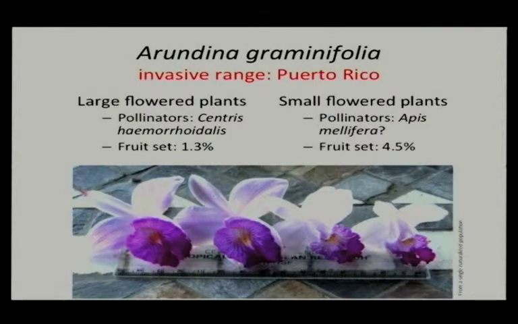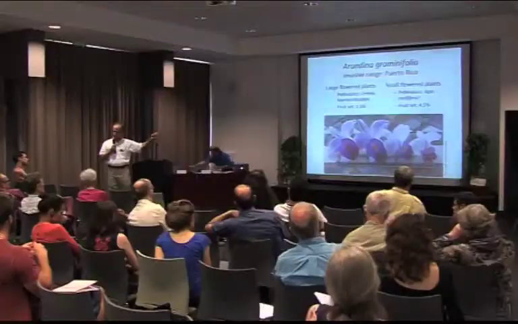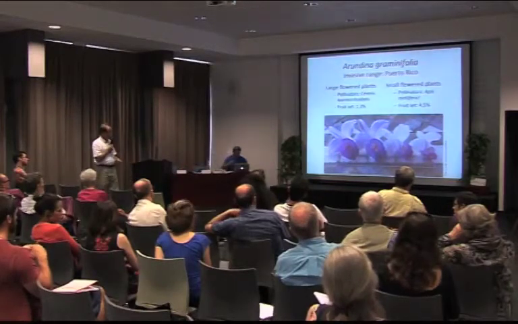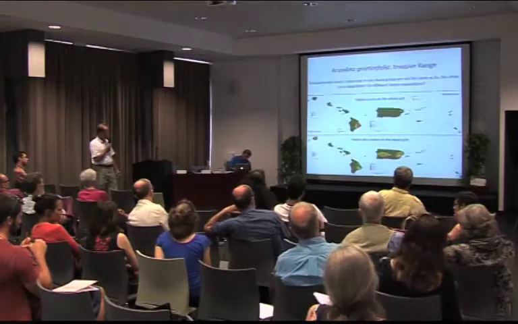And in the large flowered plants, we have seen, after many hours of observation, a local Centris bee visiting the large flowered plants. And the Centris bee is maybe about twice the size of a honeybee. And then I suspect it is the honeybees that are visiting the small flowered plants. And the small flowered plants are about the same size as those plants that are found in Hawaii. So, you know, a couple things are going on there.